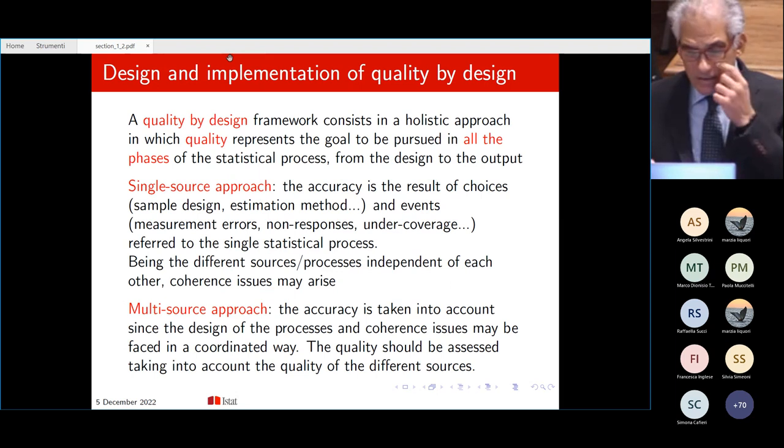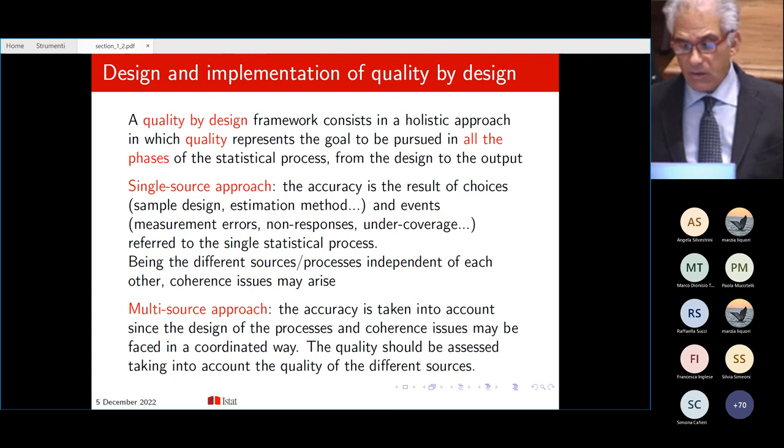The general idea is of quality by design within the multi-source context. In our idea, quality is a holistic approach in which quality represents the goal to be pursued in all the phases of the statistical process, from the design, the definition of objective of the surveys to the output phase. In this context, multiple source approach take into account accuracy. We have in this holistic approach the possibility to link together the different phases of the process. For example, data collection.